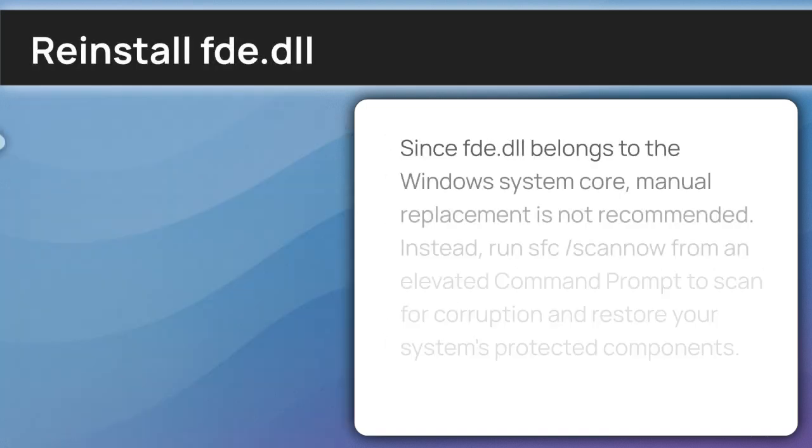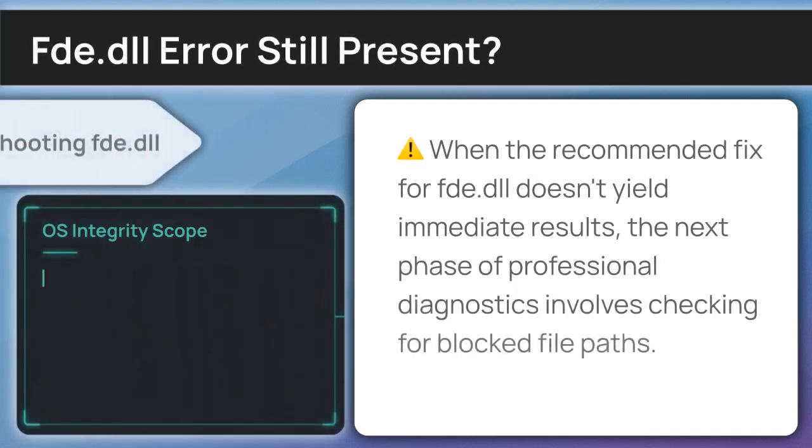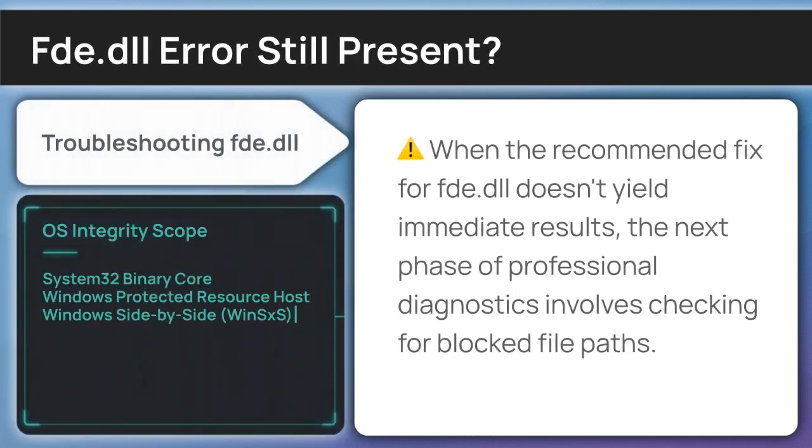Since Fde library DLL belongs to the Windows system core, manual replacement is not recommended. Instead, run sfc /scannow from an elevated command prompt to scan for corruption and restore your system's protected components. When a standard reinstall doesn't cut it, we move to advanced diagnostic steps to ensure the system is properly configured.